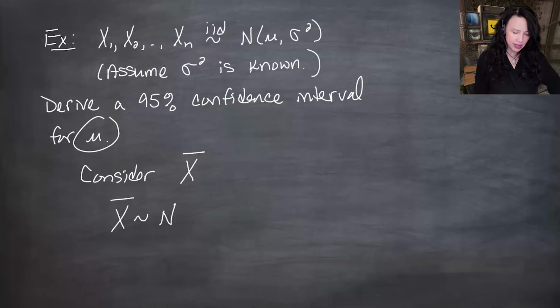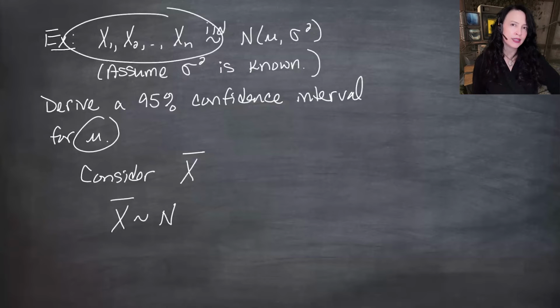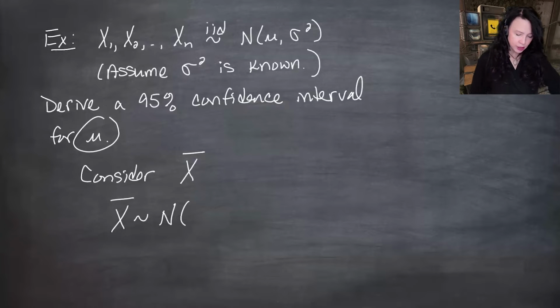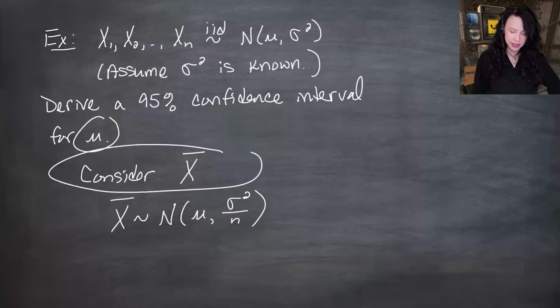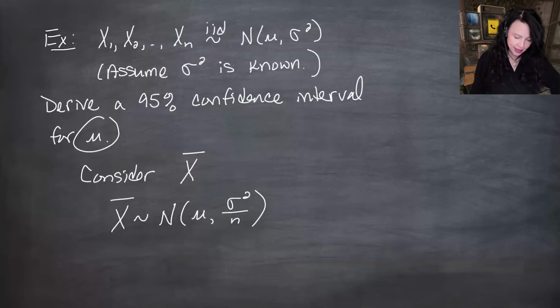This is because a linear combination of normals is normal. So definitely normal here. And the mean for X bar is always the mean for the original distribution, and the variance for X bar is always the original variance over N. So once I've chosen this statistic, I want to look at its distribution and check this out.